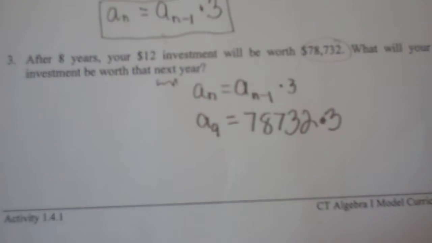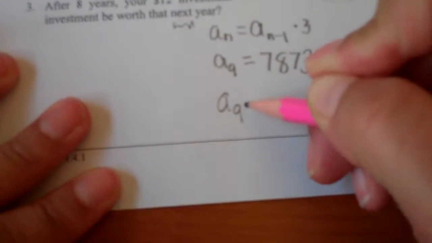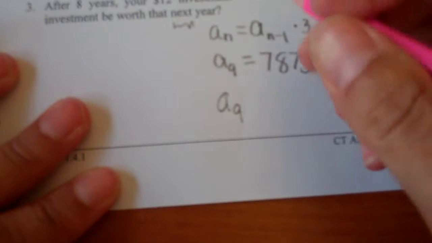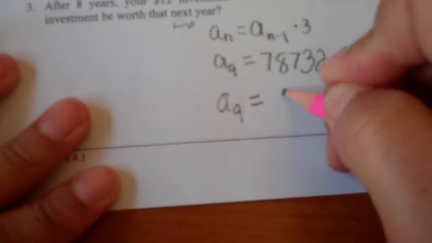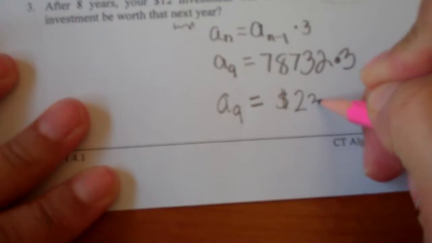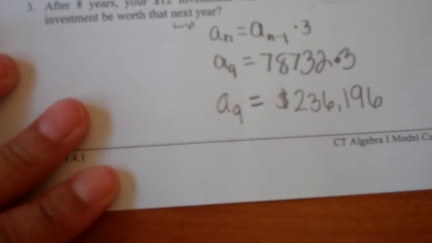And when I do that multiplication by 3, I'm going to come out with a sub 9, which means that's my 9th year, my 9th term, equals $236,196. And that's what we're going to get.